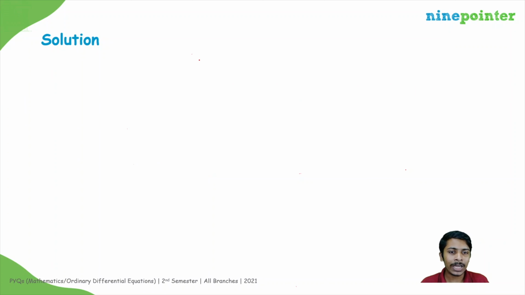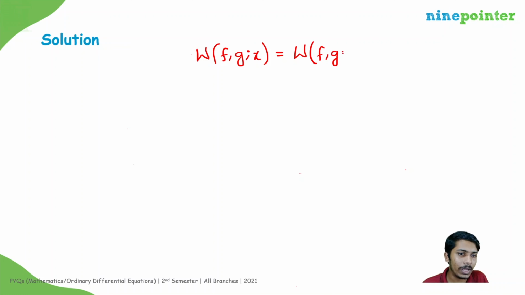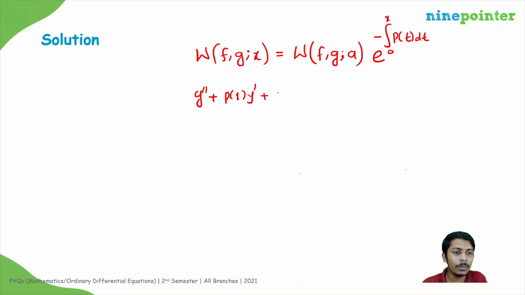Now, for that, I will first of all write what Abel's identity is. The Wronskian of functions f and g at the point x is equal to the Wronskian of the same two functions f and g at any point a, times e raised to minus integral a to x of p(t) dt. This is Abel's identity for the differential equation y'' + p(x) y' + q(x) y = 0. So this is a linear homogeneous differential equation.